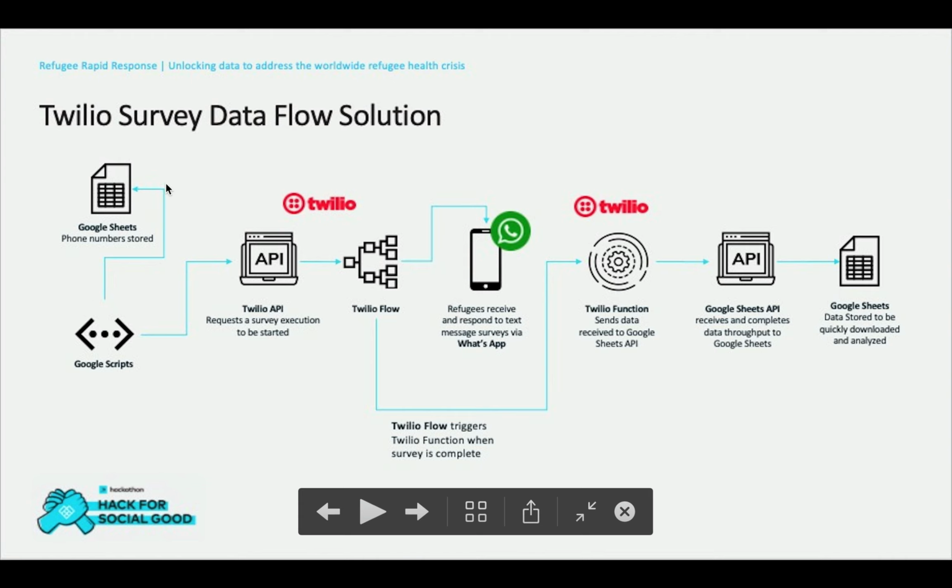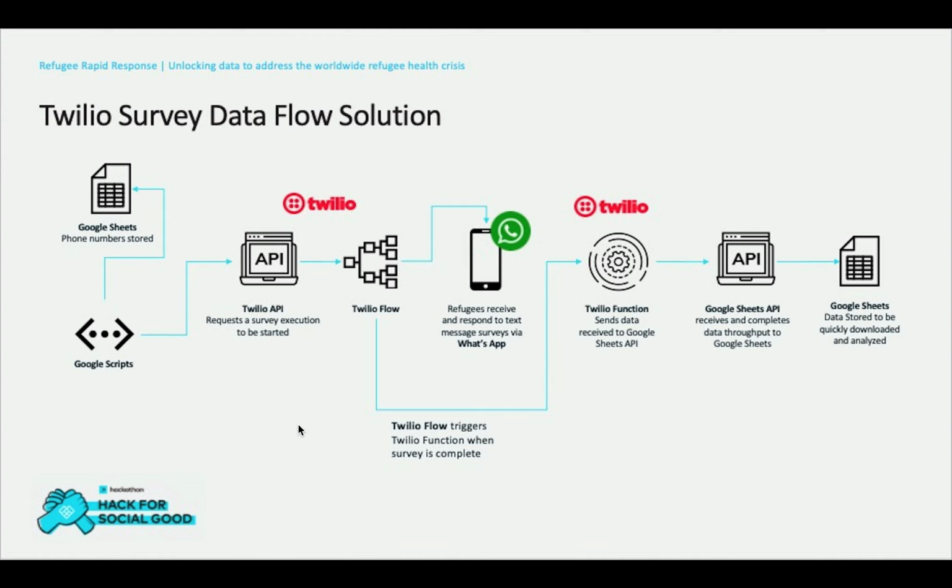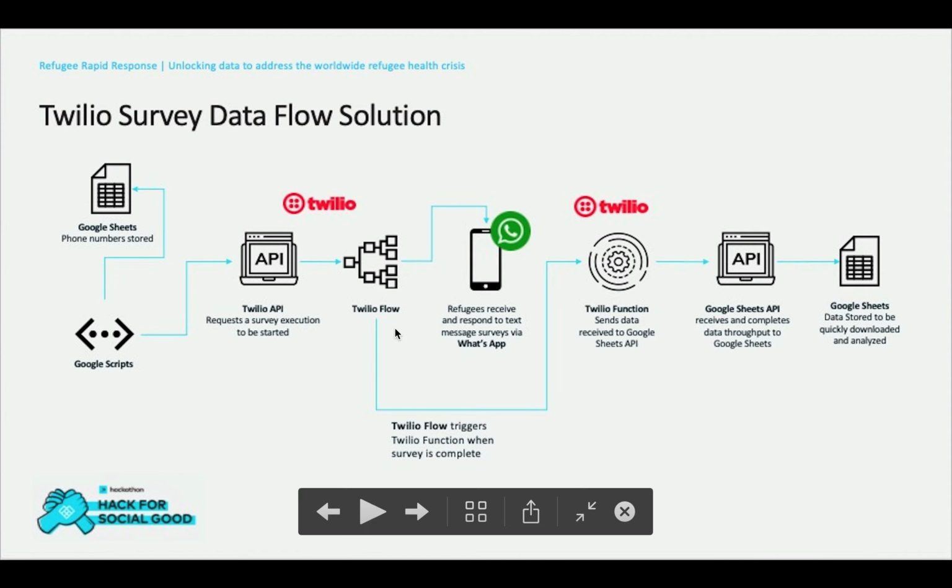The Google script uses the information in the Google Sheets, like the number and the language, in order to send over the request to Twilio to initiate the survey with that participant. The Twilio API receives that request and initiates that survey with the participant using the Twilio Flow service.